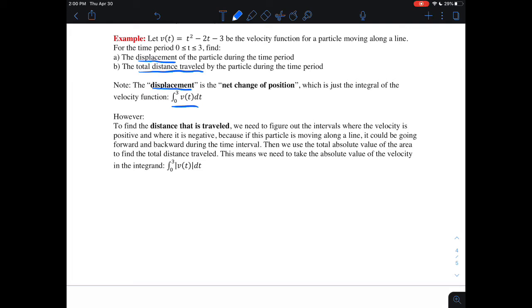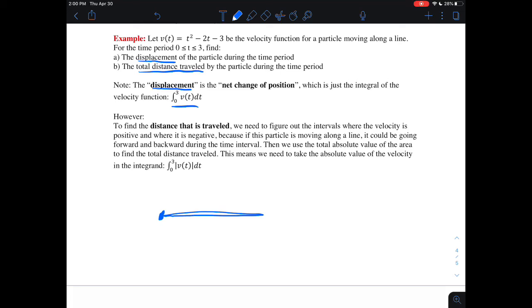So to understand the difference between these two things, imagine you started here at time 0, and then you went away from that point, but then you went back. So at time 0 and time 3, you're actually at the same location. In the grand scheme of things, how far did you travel? Well, you didn't go anywhere, so your displacement was 0, but you did travel during that time. So that's the difference between those two things. The distance that is traveled may be different than the displacement.